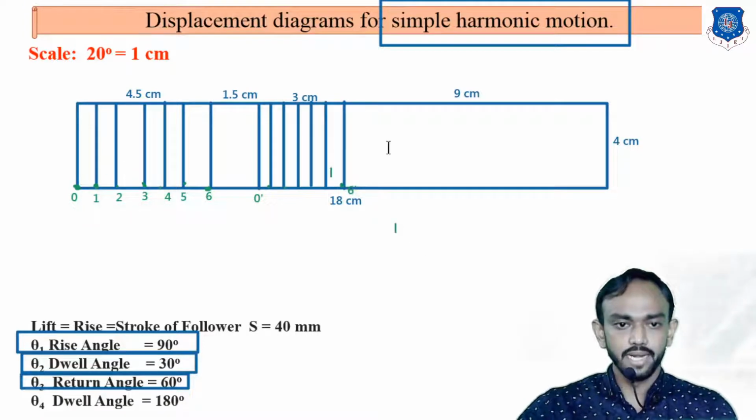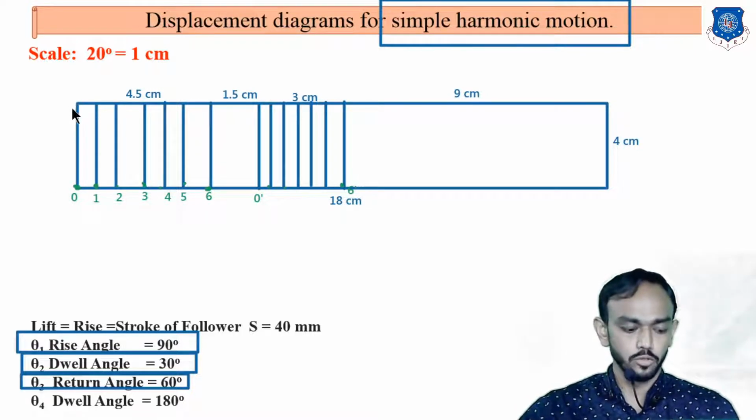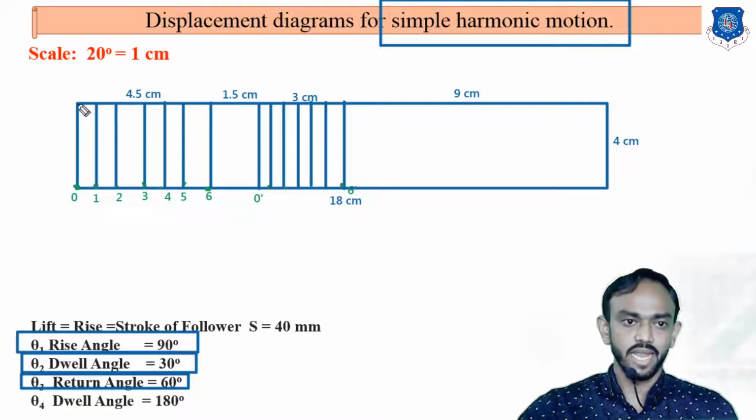Now for simple harmonic motion you have to make a semicircle at the end of this rectangle. The center will be this, and make one semicircle here.